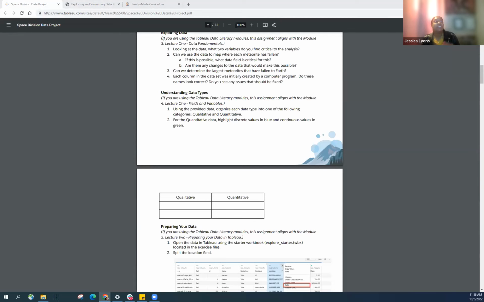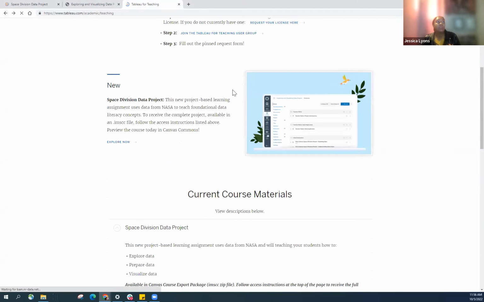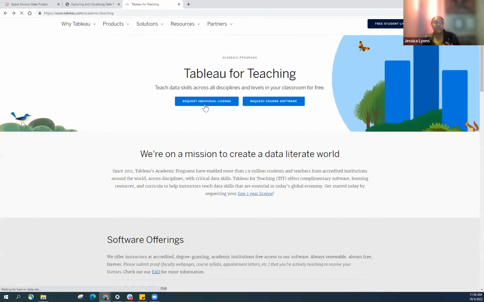To get access of it, absolutely, under our Tableau for Teaching page, you can get access to all of our curriculum. As a matter of fact, as K-12 educators, you absolutely get a license for free for Tableau for Teaching. Again, this one is provisioned for you for teaching purposes, not for your enrollment data or anything like that. It comes with e-learning as well. So you can request and get a free license.